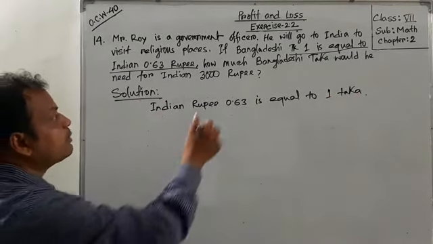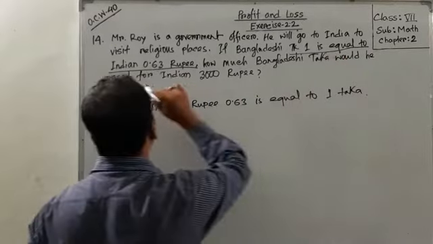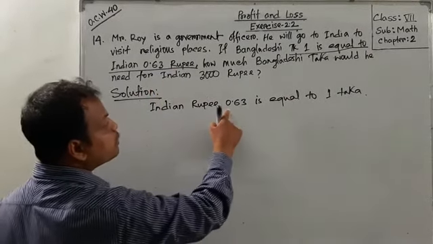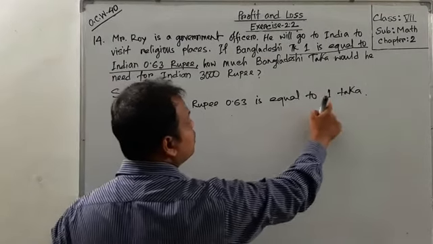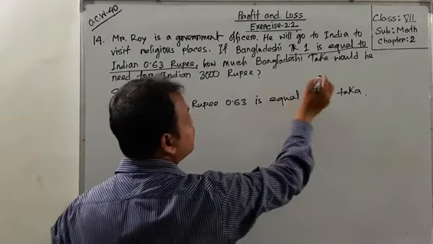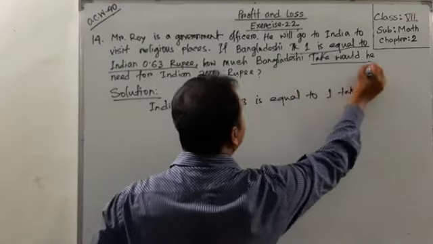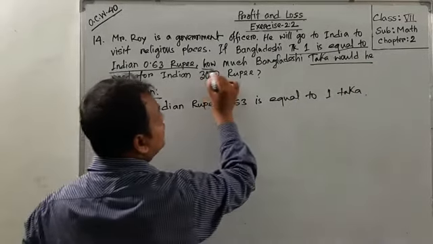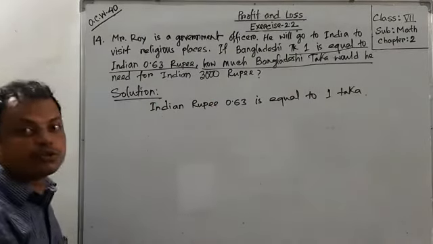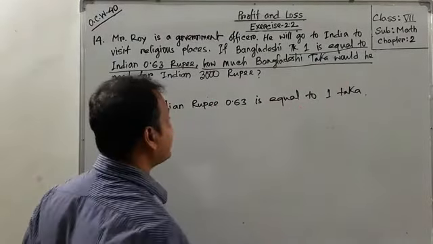So we have got it from this line. Taka 1 is equal to Indian 0.63 rupee. From here we have written Indian rupee 0.63 is equal to 1 taka. So why have we put taka on the right side? We want to find how much Bangladeshi taka he would need. We need to find taka. That's why we put taka on the right side.